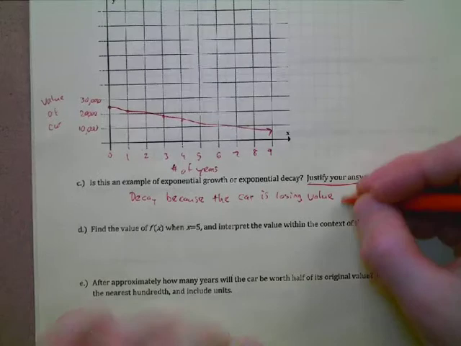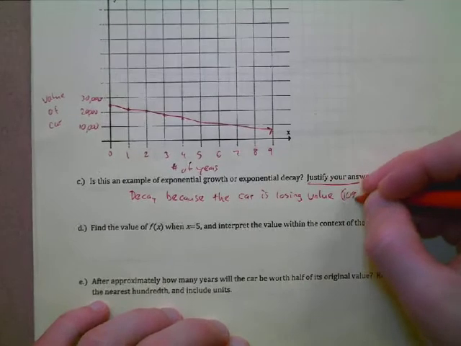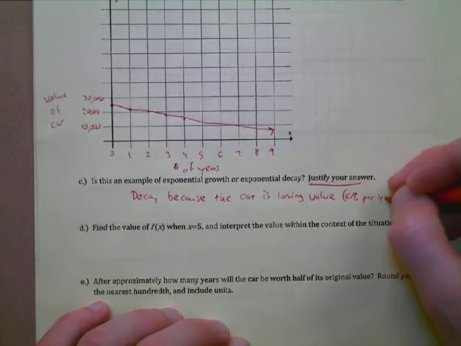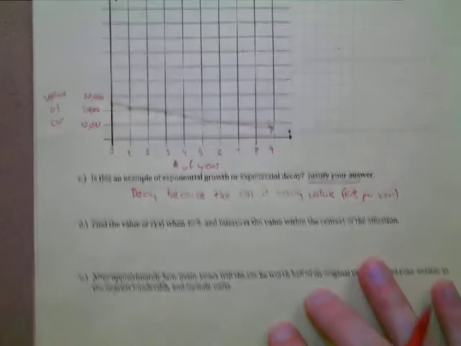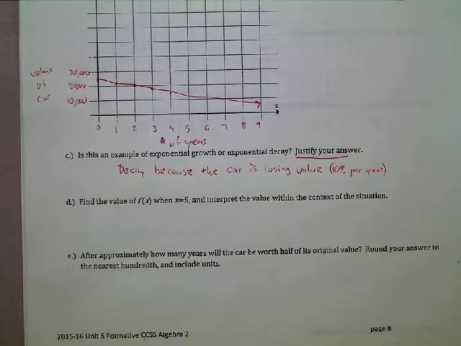I'll go ahead and put 10% per year. Saying that it decreases 10% or it's losing 10% per year both shows that it's an exponential decay. Well, it shows it's decay and it shows it's exponential decay. And decreasing by 10% every year shows that it's both decay and exponential decay as well.